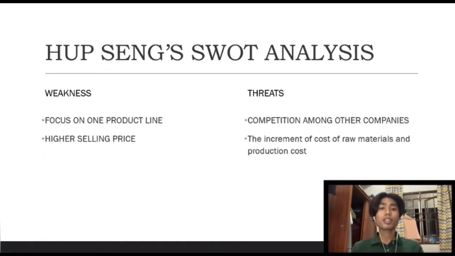Next, we move to the bad side of this company. First is their weakness. The weakness of this company is they are too focused on their newest product until they abandon their existing product. And one more is the company sells their product at a higher price than their competitors, so people tend to buy cheaper products from their competitors.